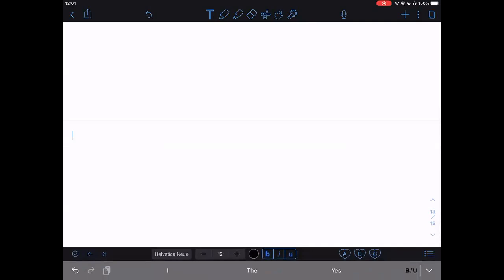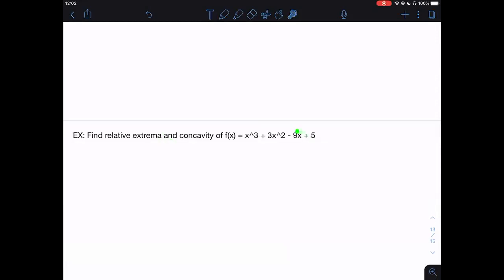So let's do an example for this introduction video of 3.2. And for this example, let's also do a bit of review from the previous section. Let's find the relative extrema and concavity of the following function, where f of x is defined as x cubed plus 3x squared minus 9x plus 5. So we want to find the relative extrema and the concavity of this cubic function.